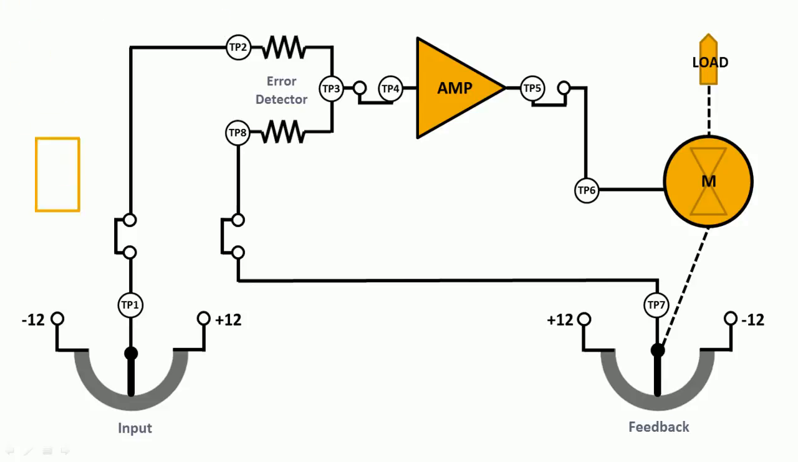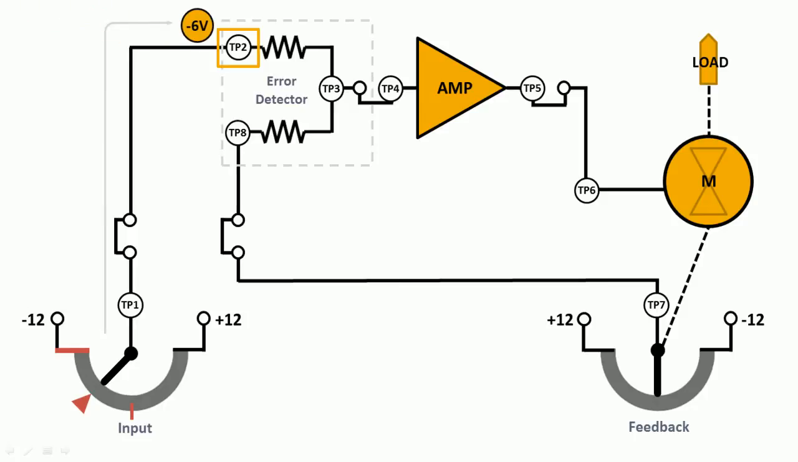Now watch the wiper of the input potentiometer. I'm going to rotate the wiper counterclockwise 45 degrees. Because the wiper is halfway between the 0 volt position and the negative 12 volt supply, a negative 6 volt demand signal will be developed across the input potentiometer and applied to TP2, which is the input of the error detector. The error detector consists of 2 1000 ohm resistors.